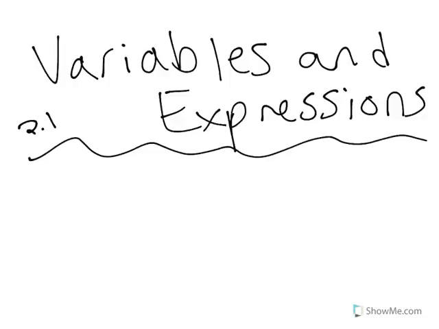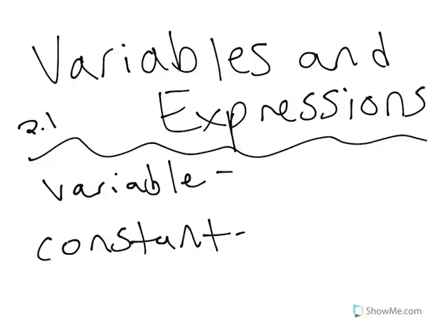It's Variables and Expressions. The first two things you need to know for this lesson are the two words variable and constant. A variable is the thing in your algebra problem that can change, and it's represented by a letter. Usually we represent it with X or N, or any other letter works. You see X a lot and N a lot. And a constant is the thing that does not change.